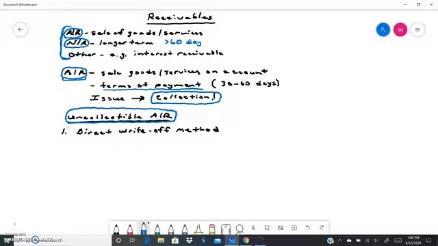So one method that we could use to deal with that is what we call the direct write-off method. And that is really simply writing off the accounts receivable at the time at which it's determined the account is not collectible. And what we're going to do in that case is we're going to credit the accounts receivable.